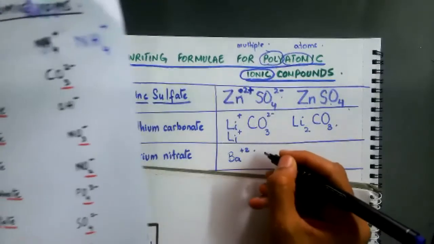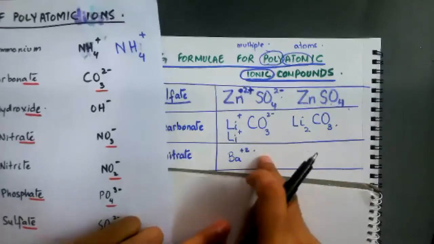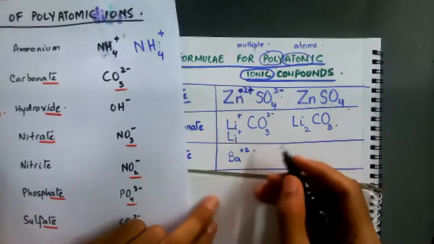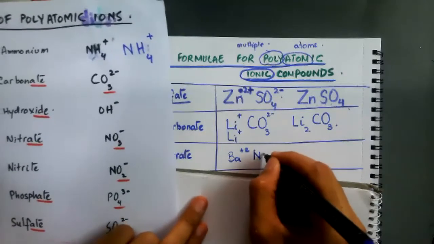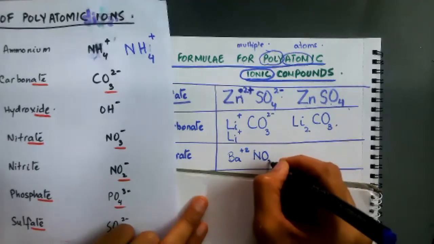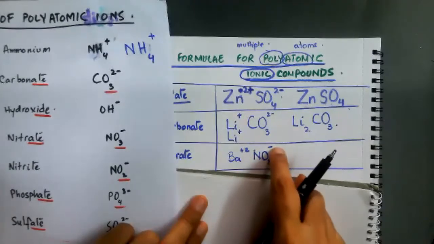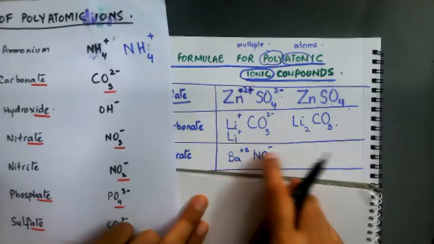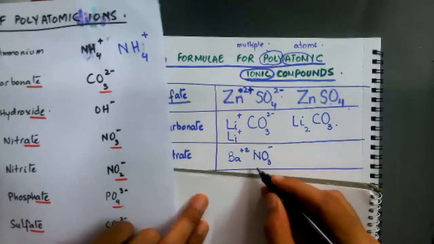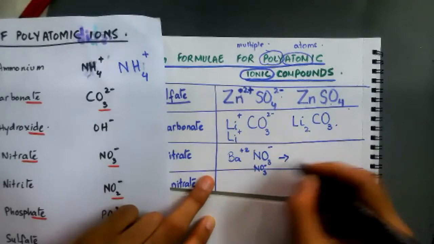Okay, tell me the formula. Ba and the... What should I write here? Guide me. What is the nitrate formula? NO minus one charge and three. No, this is not how you're going to say. NO3 first and then minus. Okay, NO3 and then minus one. Okay, so is this electrically balanced? No. How can we balance it? We can add one more nitrate. Yeah, okay, one more nitrate. Okay, so now how many barium and how many nitrate?